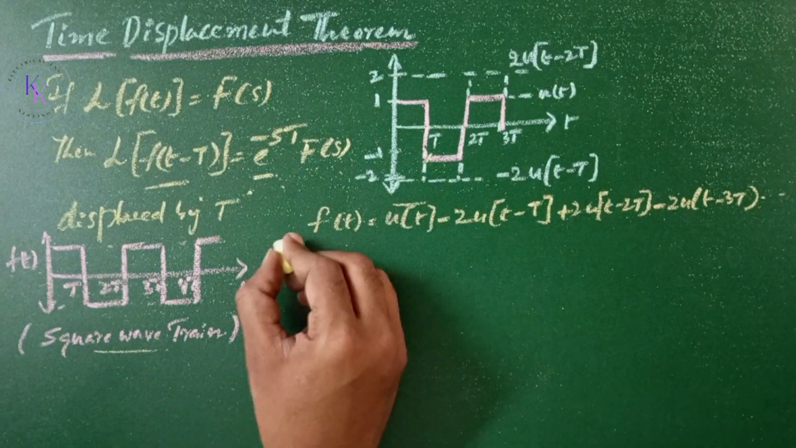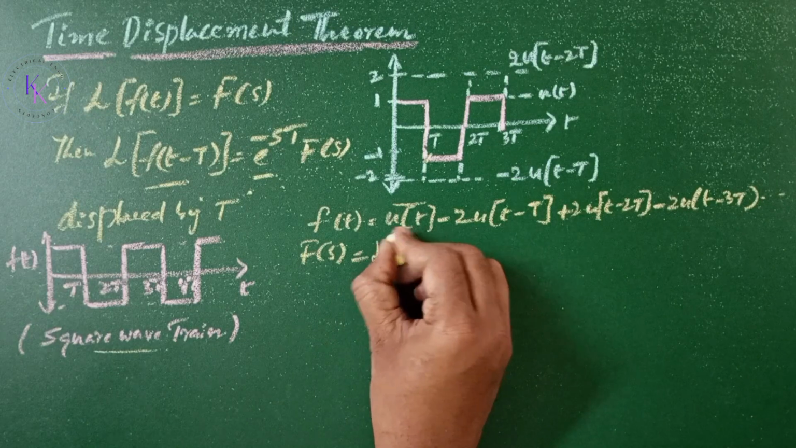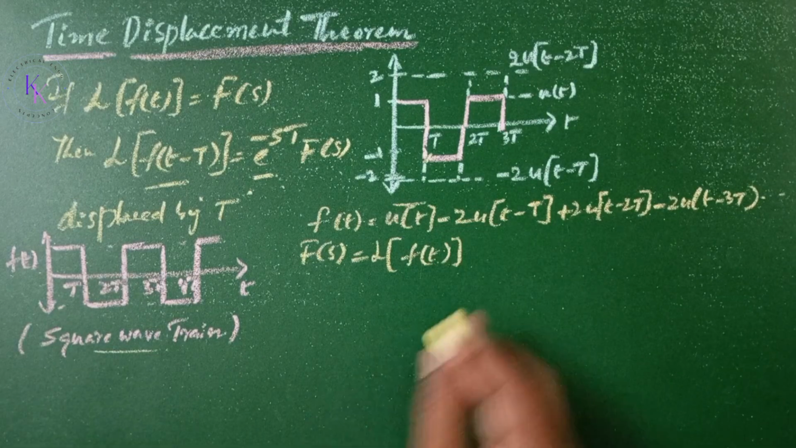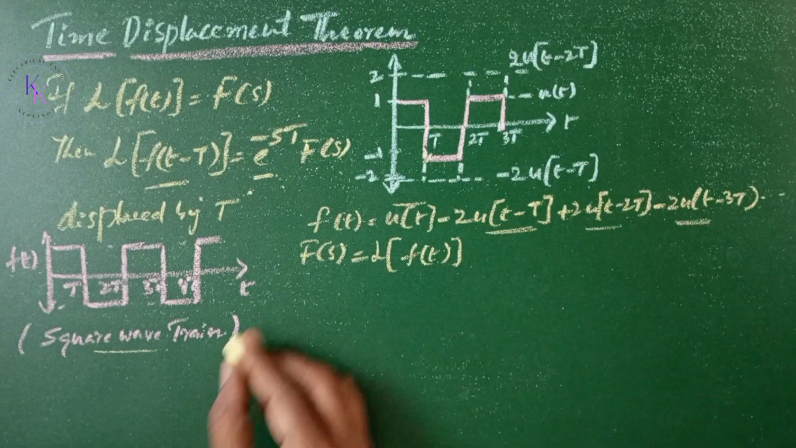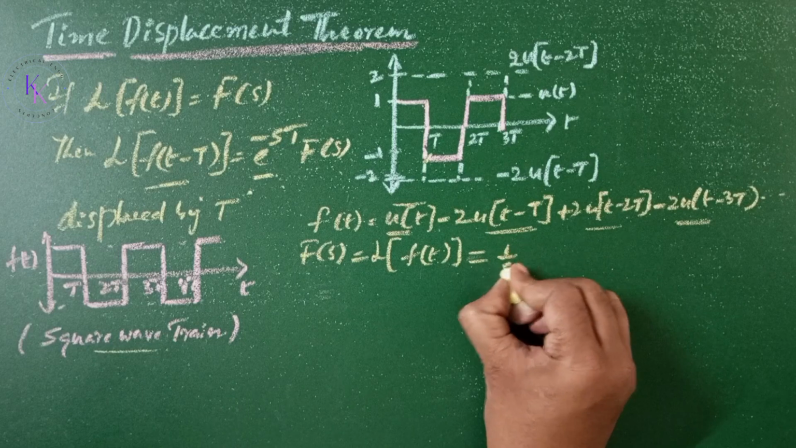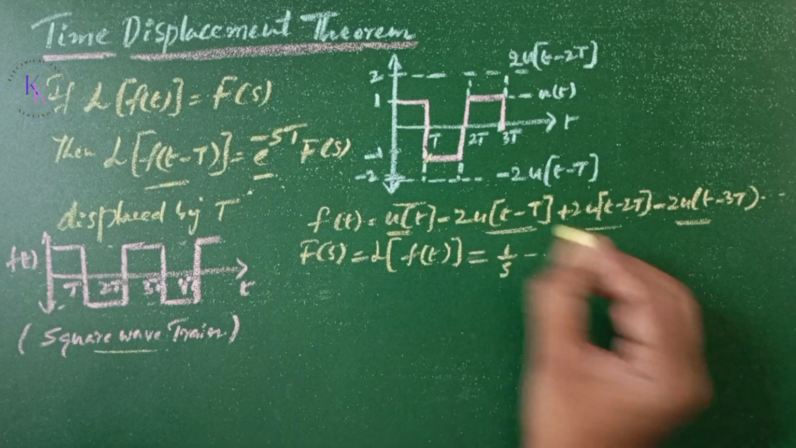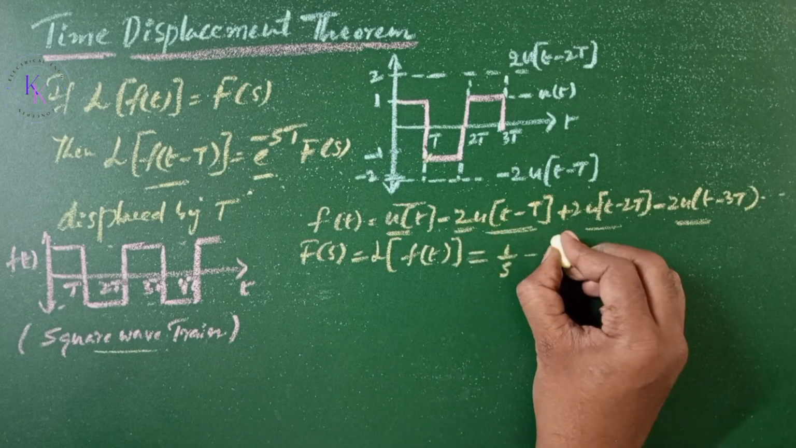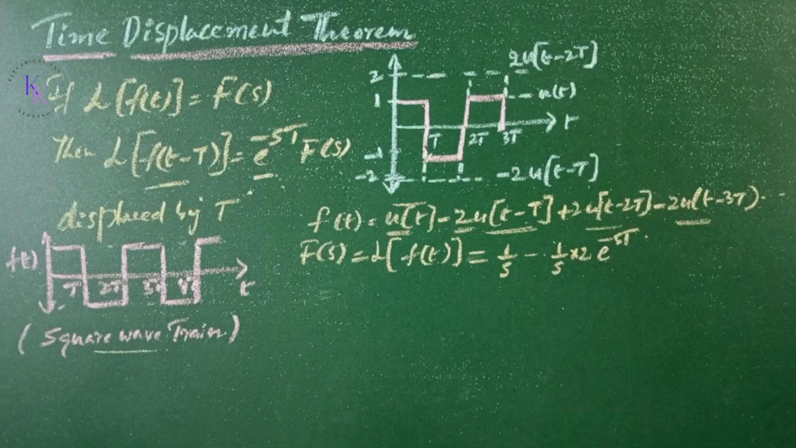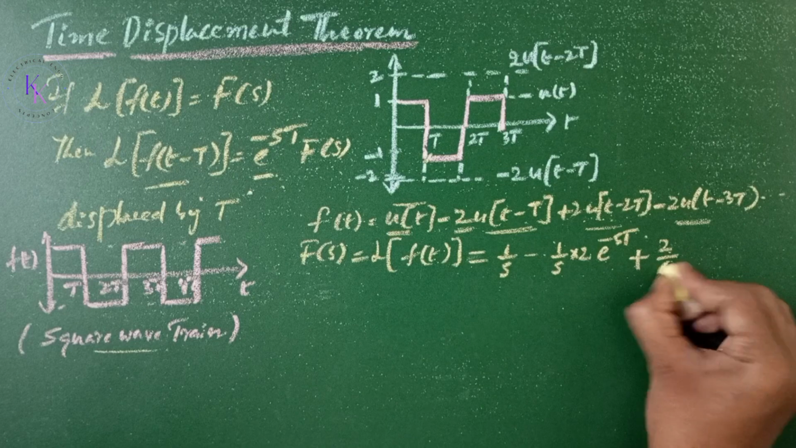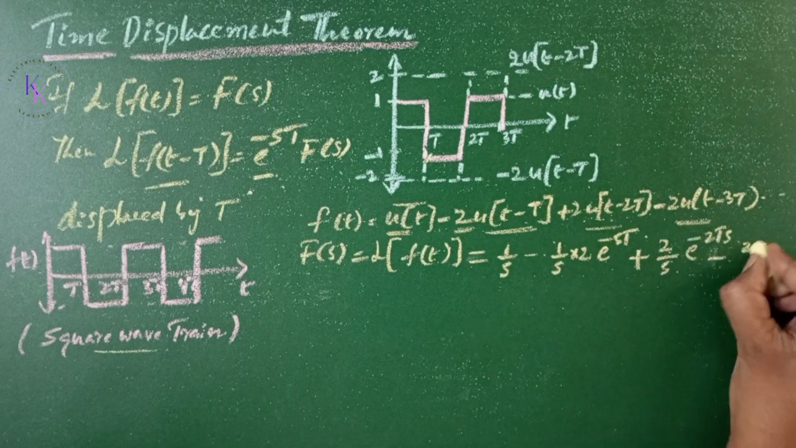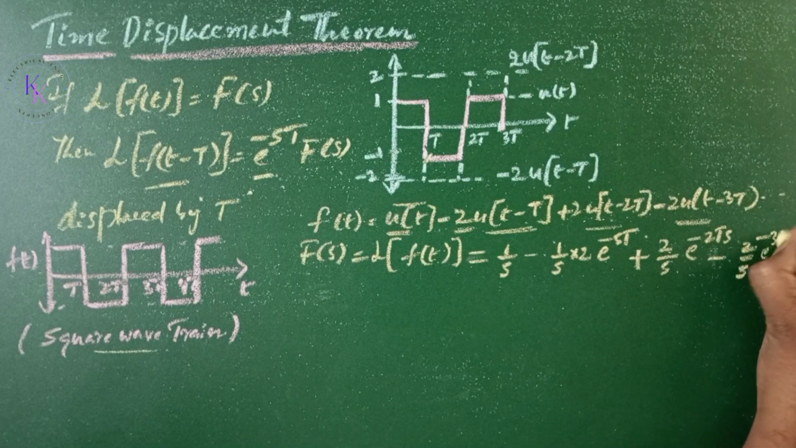Now the Laplace transform F of s equals the Laplace transform of this total function f of t. Now if you observe, we have a displacement function from the second term. By using the time displacement theorem, you can solve this, and here we have only a unit step function, so 1 by s, minus here we have a unit step function, so 1 by s multiplied by 2, so 2 times, and you have a displacement T, that is e power minus sT, plus 2 times the unit function, so 2 by s, and 2T we have, so e power minus 2sT, minus 2 by s e power minus 3sT.